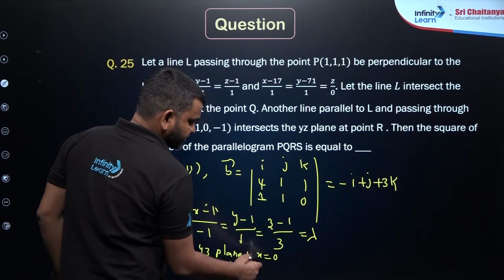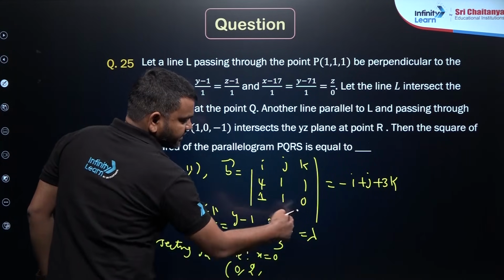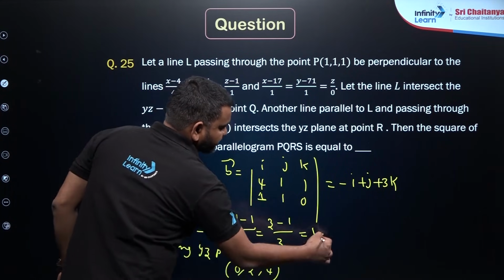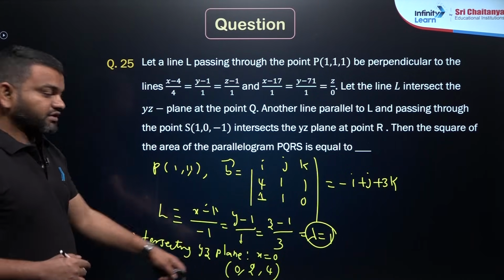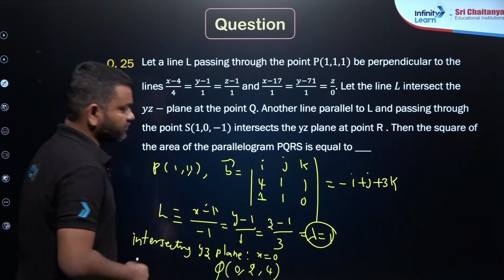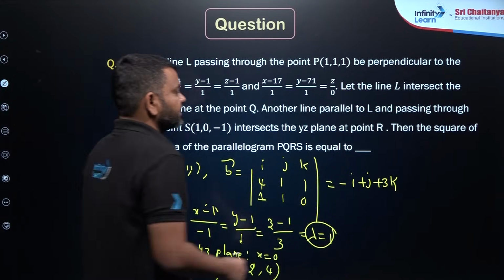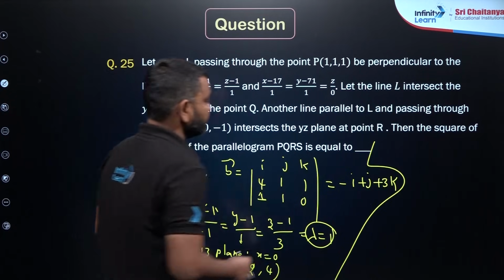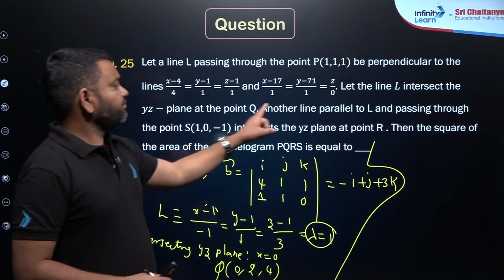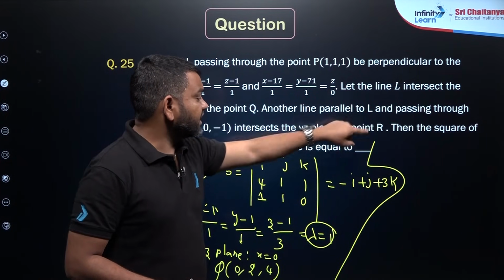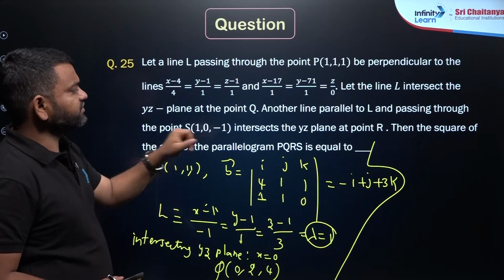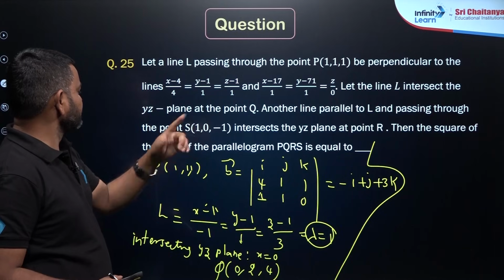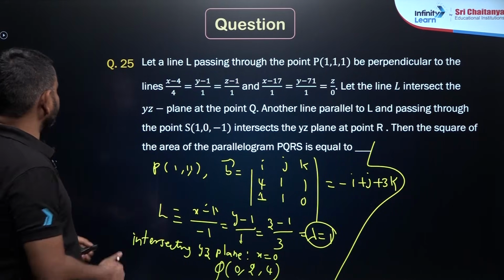Now 1 plus 1 is going to be 2, and 3 plus 1 is going to be 4. When you get 1, you substitute it here, compare this, and you will get the value. Point here Q. This is how you are going to get Q. And then they have given another parallel line to L passing through S, which intersects YZ plane at R. Then the square of the area of the parallelogram PQRS.